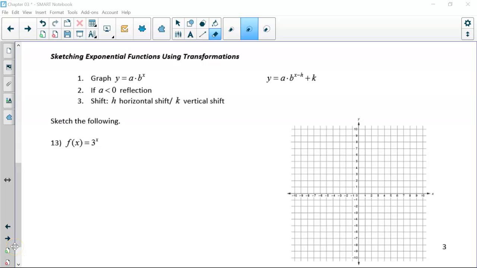Welcome back to part 2 of section 3.1. We're going to be talking about sketching exponential functions using transformations.